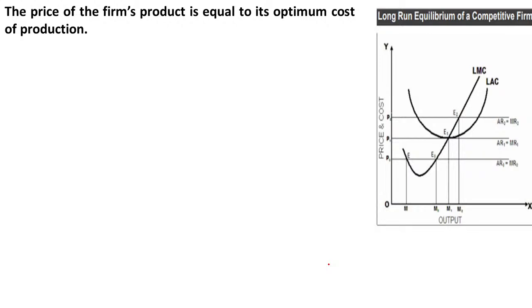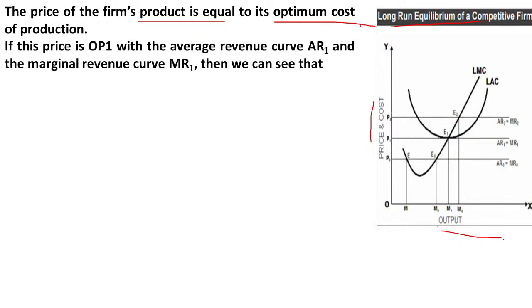So here you can see the case of long run equilibrium under perfect competition market. On the x axis we have taken output, on the y axis we have taken revenue and cost. The price of the firm's product is equal to the optimum cost of production in the long run. Here we use LAC and LMC. LAC is the long run average cost curve, and both are U-shaped curves. Please remember.